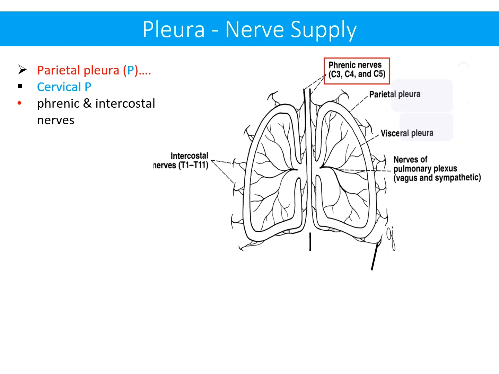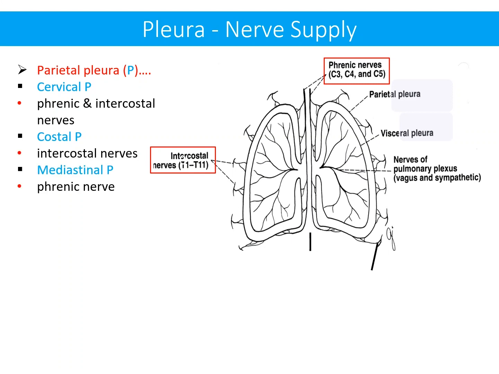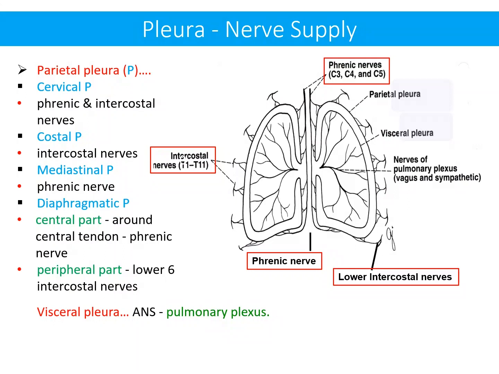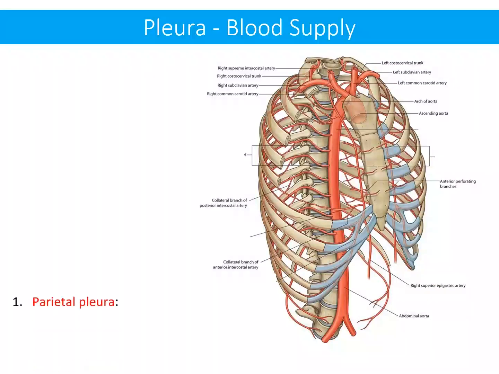Nerve supply of pleura. First, the parietal pleura. The cervical part of parietal pleura receives innervation from phrenic and intercostal nerves. Costal pleura receives from intercostal nerves. Mediastinal pleura from phrenic nerve, whereas diaphragmatic pleura is divided into two parts. The central part around central tendon receives innervation from phrenic nerve, and the peripheral part receives innervation from lower 6 intercostal nerves, whereas visceral pleura, which is present on the surface of the lung, receives autonomic nerve supply through pulmonary plexus.